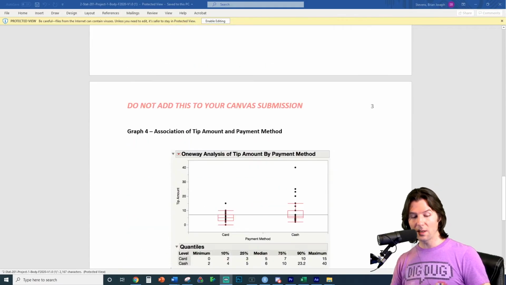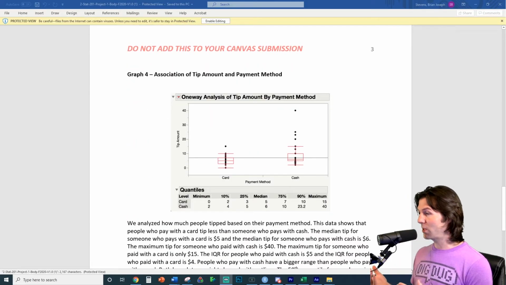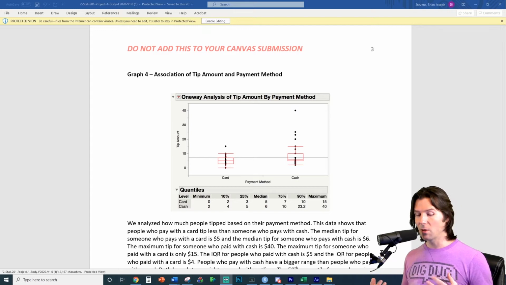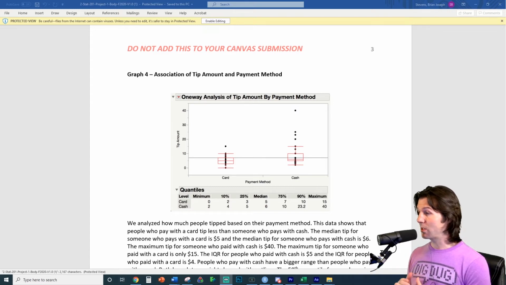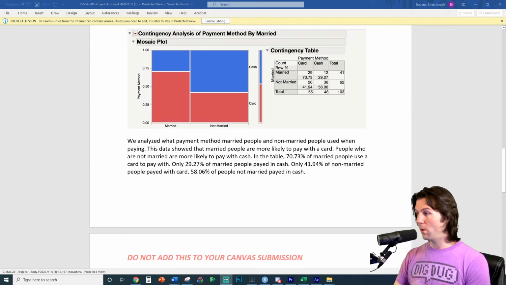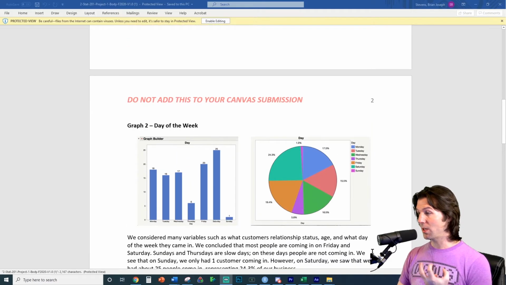Finally, we see right here that we have another bivariate display with a quantitative Y, tip amount, and a categorical X, payment method, making side-by-side box plots. So once again here, we want to see if there's big important things to communicate to somebody in the executive summary. We're trying to take all the important information within all the graphics and put them into our executive summary.